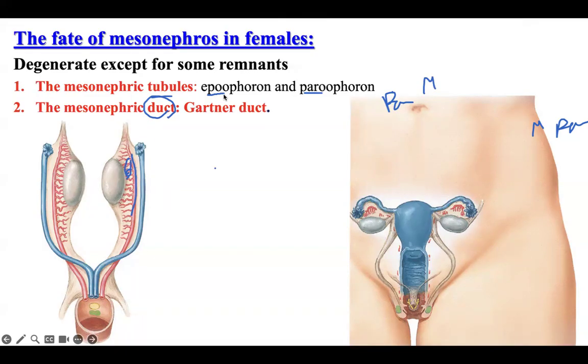What are the derivatives of the duct itself, the mesonephric duct in female? Gartner duct. This is the remnant in the female.